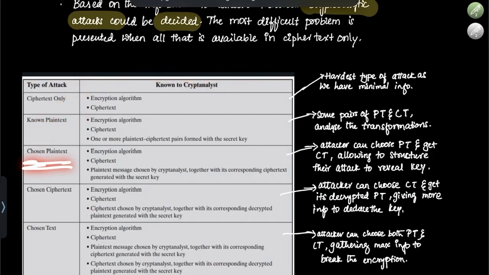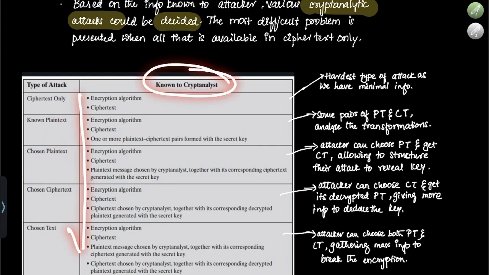Let's look into the next one. We have chosen plain text. In chosen plain text, the attacker can choose which plain text he wants out of the plain text available, and accordingly he can form combinations. Upon forming the combinations, he can ultimately get the key. So compared to this, I would say this attack is slightly easier for the cryptanalyst. So the difficulty level is going down here. This was the most difficult, this is a bit lesser, and this is lesser than above.